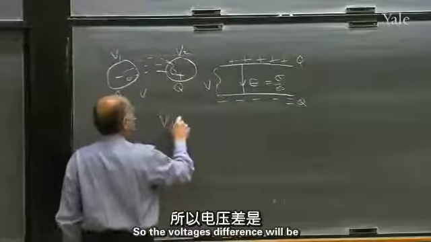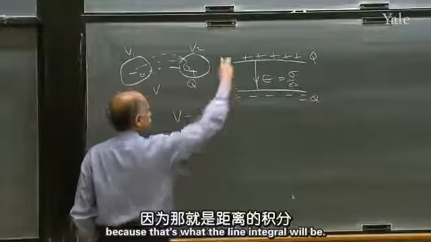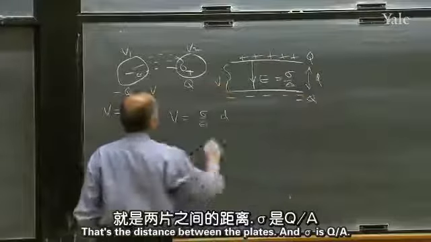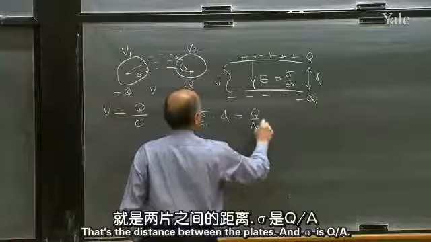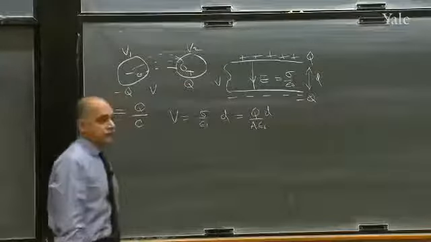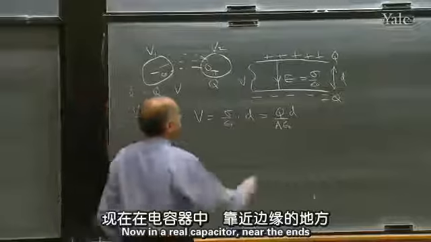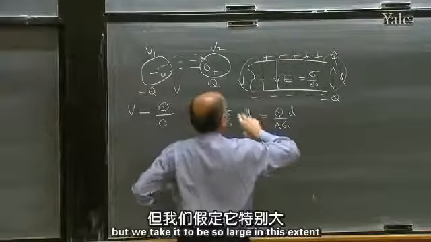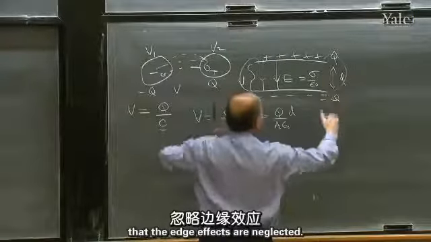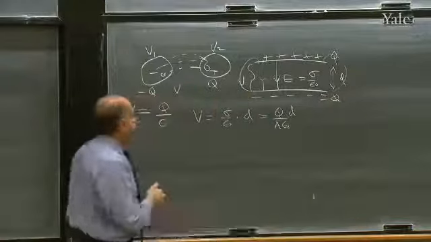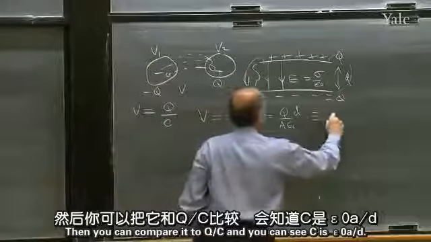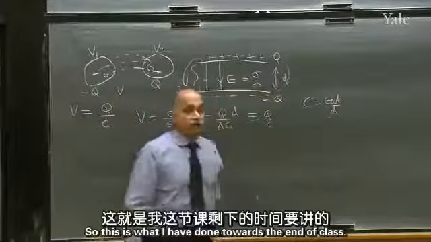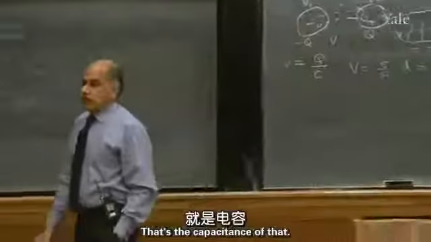So the voltage difference will be the electric field times the distance, because that's what the line integral will be. That's the distance between the plates. And sigma is Q over A. Now, in a real capacitor, near the ends, there'll be some funny business. It's not going to be simply like this, but we take it to be so large in extent that the edge effects are neglected. Then this formula is valid. Now, you can compare it to Q over C, and you can see C is epsilon 0 A over d. So this is what I had done towards the end of class. That's the capacitance of that.